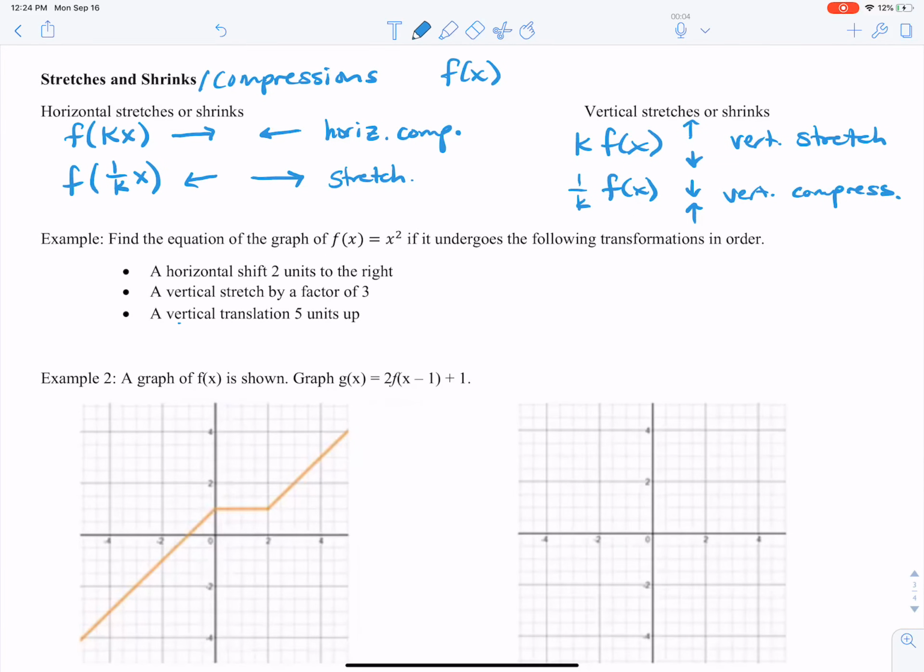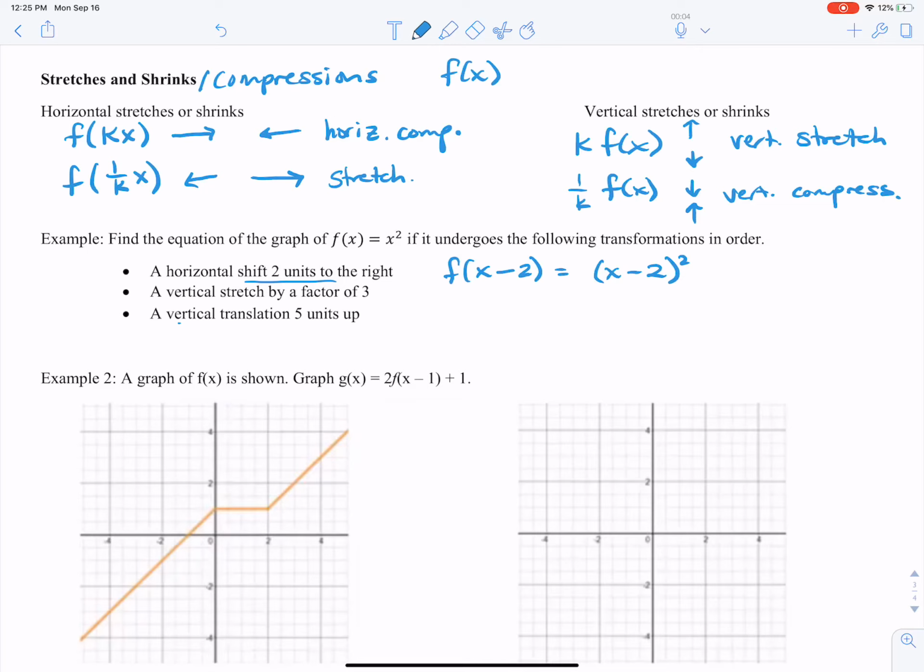Okay, so for this first example, it says find the equation of the graph if it undergoes the following transformations. So a horizontal shift 2 units to the right, I would have to do f of x equals, and actually let's be a little bit more precise. 2 units to the right means that you would do x minus 2. So the result is this.